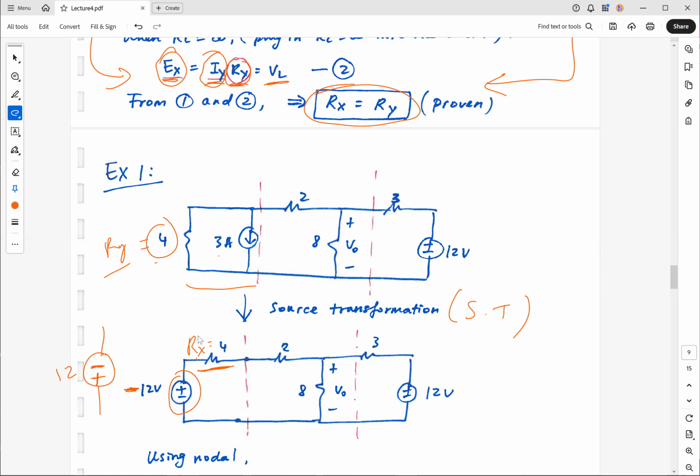Okay, so this is the first exposure to source transformation in circuit analysis, where we simply convert a current source into a voltage source.